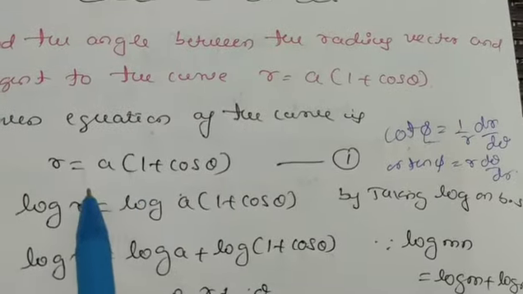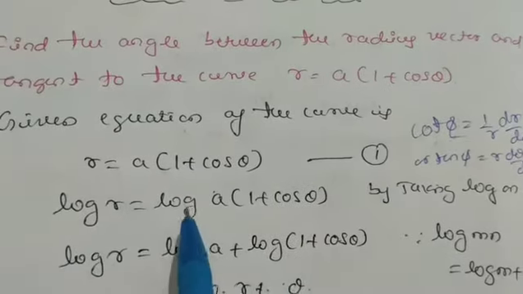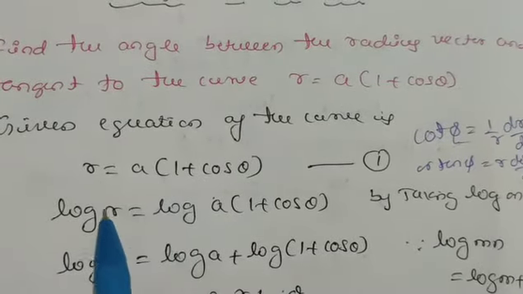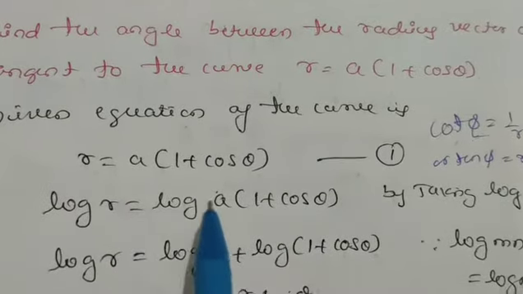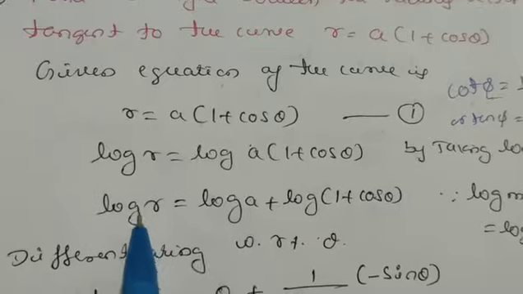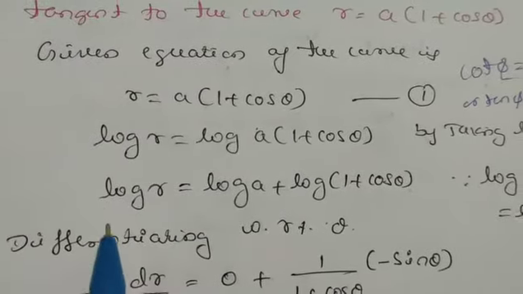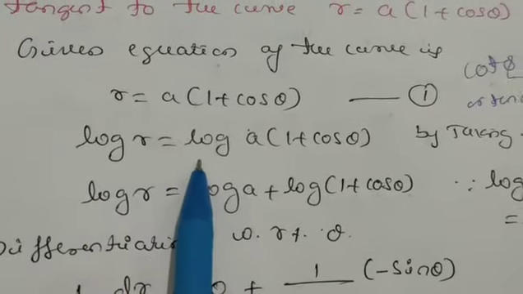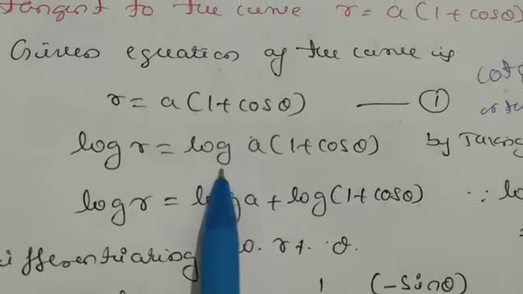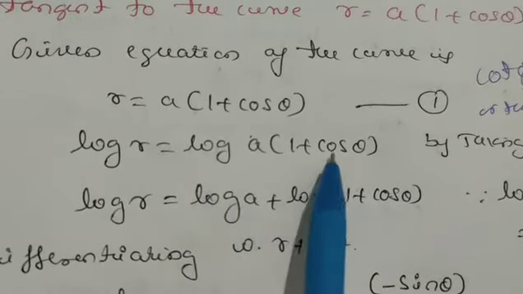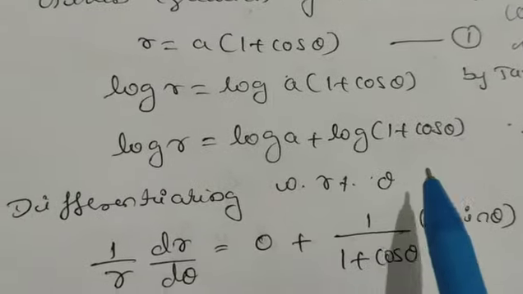So here we have r, and we can take log on both sides. Then it becomes log r equals log of a into 1 plus cos theta. Differentiating with respect to theta, you will get 1 by r dr by d theta. For that you have to take log on both sides. The RHS is log of a into 1 plus cos theta. It is in the form log of m into n, and log m n is log m plus log n. That is log a plus log of 1 plus cos theta.